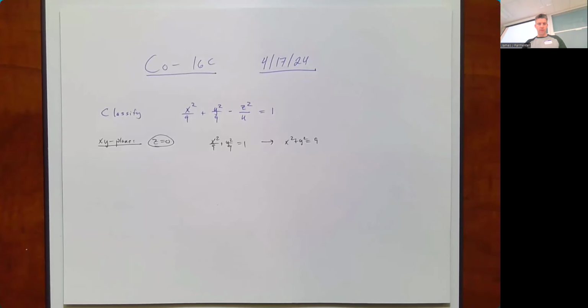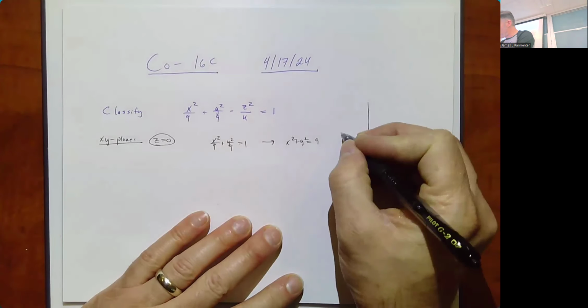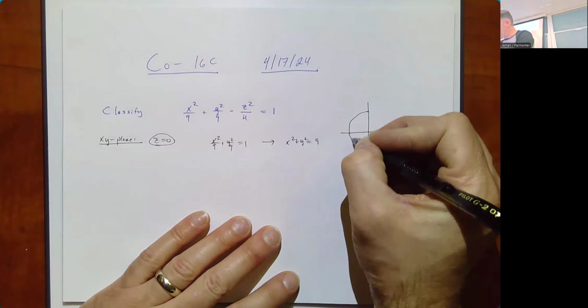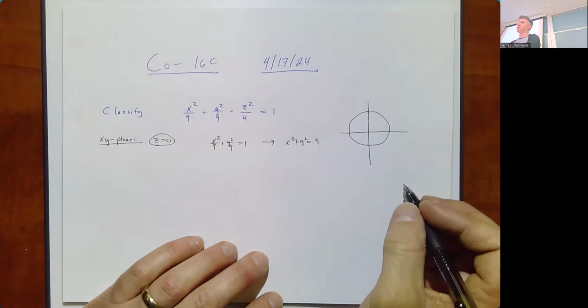Cool. All right, so we have a circle. You don't actually have to draw the trace unless you're being asked to draw it. There's what's happening in the xy plane: a circle of radius 3.